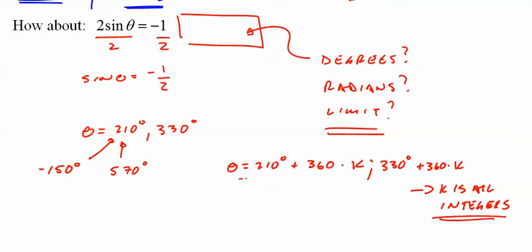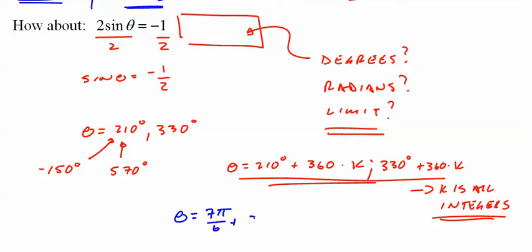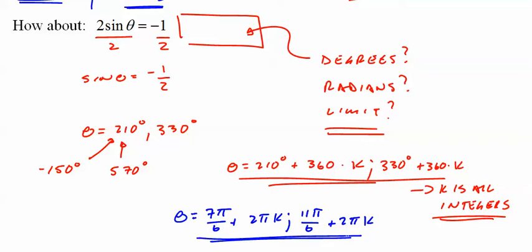We'll just write this as our answer. And I will tell you whether I want it in degrees or radians. If I wanted it in radians, it would look like this: 7 pi over 6 plus 2 pi k. The other answer would be 11 pi over 6. And it's understood that k means all the integers. So if I don't give you a domain, you have to tell me that the answers are infinite, and here's how to find them all.